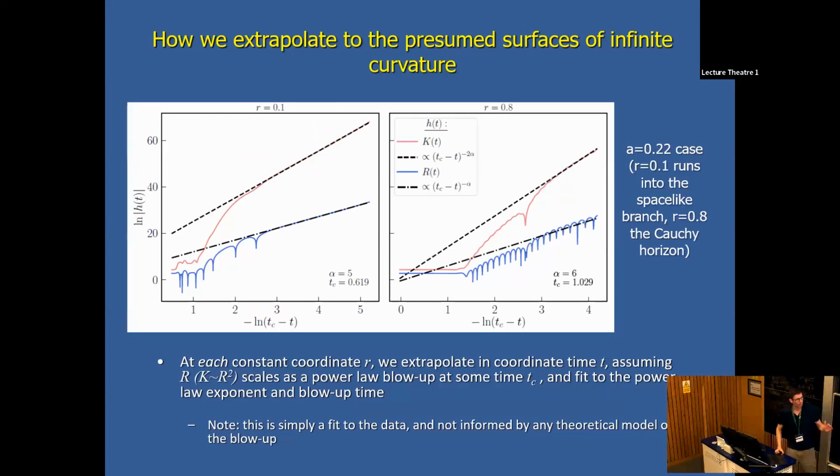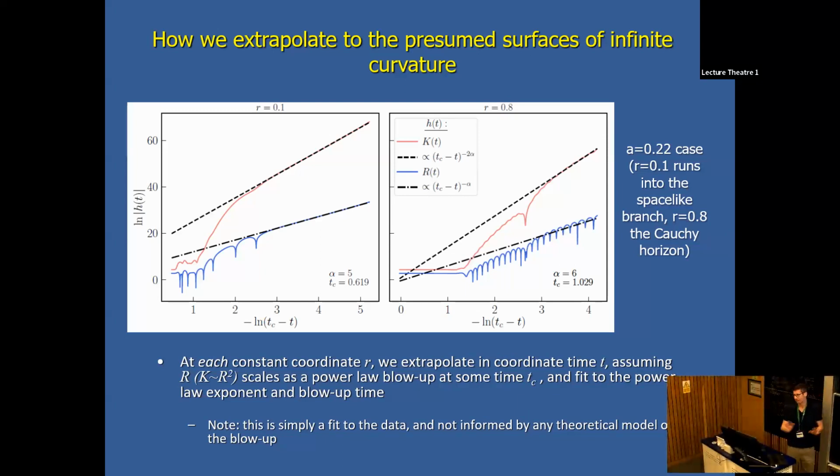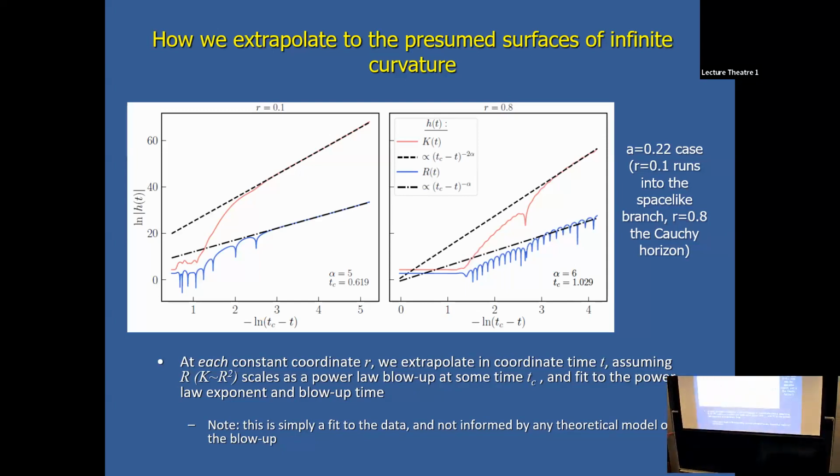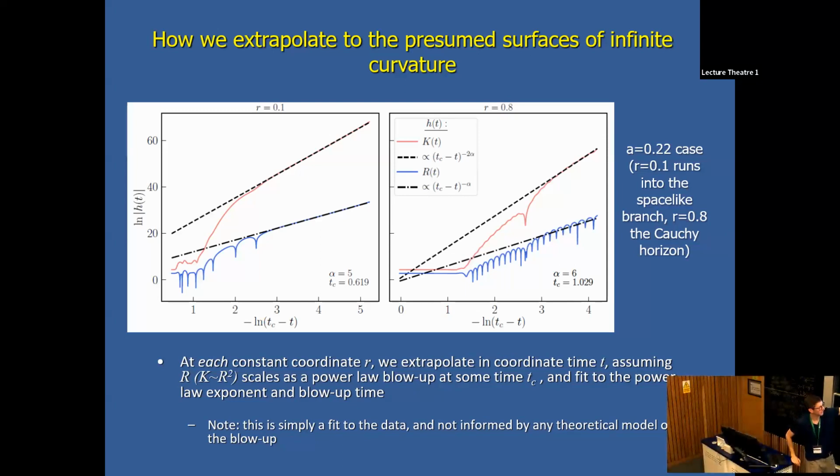And incidentally, how we find those little red dashed surfaces is purely by extrapolation. So we say if it looks like it's blowing up, we assume it's some power law blow-up to some time TC, and then we try to fit these parameters. So there's nothing theory-informed about trying to find the surface of blow-up. It's purely a fit to the data, and we fit along coordinate R equals constant lines, and it's fits like this that gave us those little red dashed lines that I showed on the previous figures.